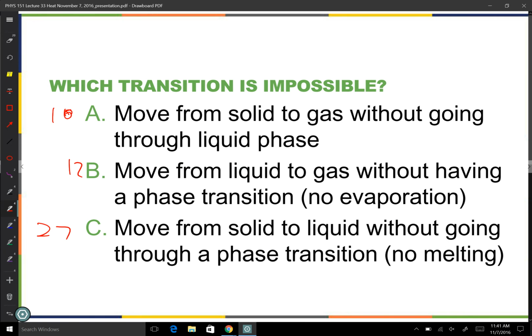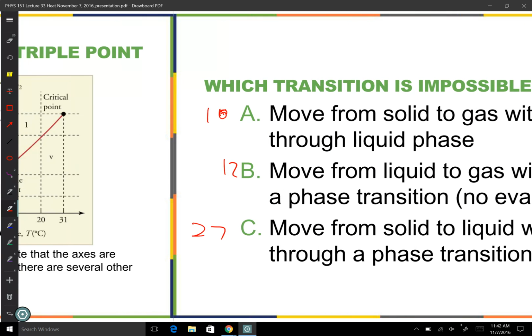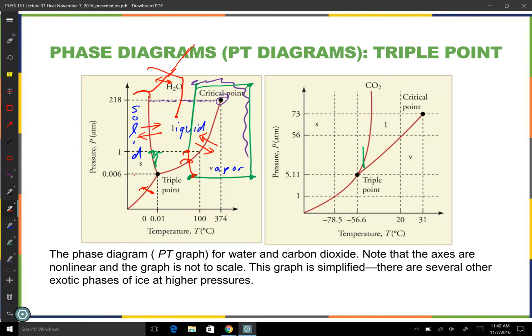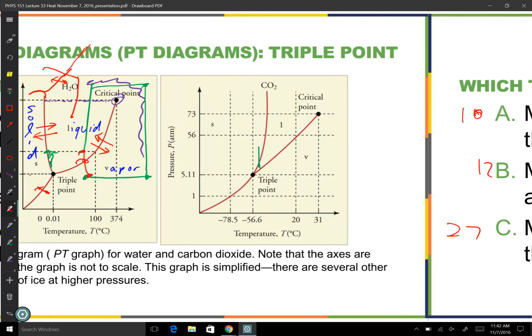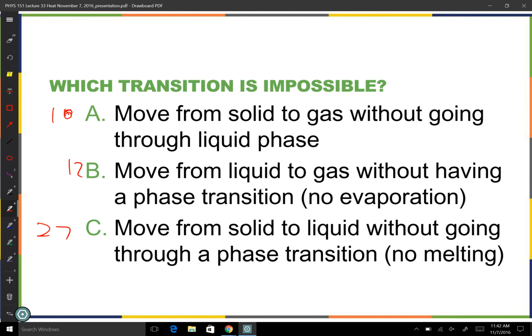So this here is... C is impossible. You can't go from solid to liquid. Well, you can go from solid to gas without going to A's talking about. Wait, does it say without? Yeah. Oh, without liquid. My reading comprehension. Let's blame it on staying up late to watch the Raider game last night. My reading comprehension is blowing.